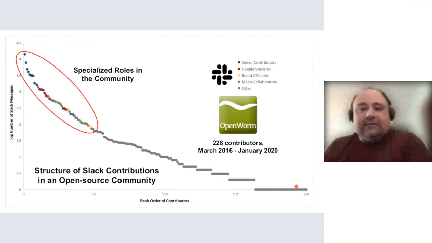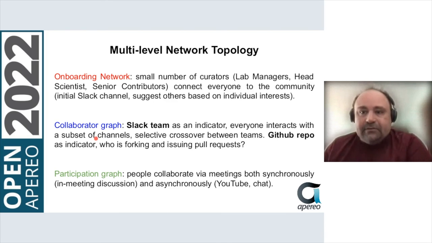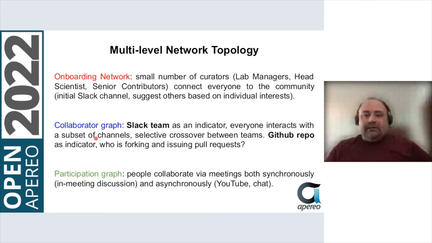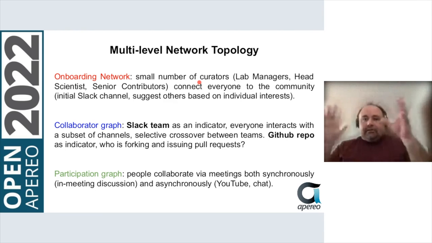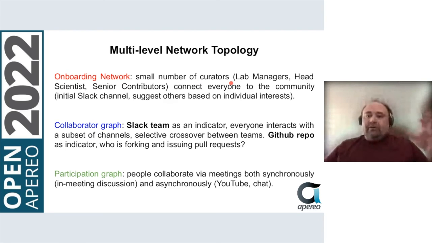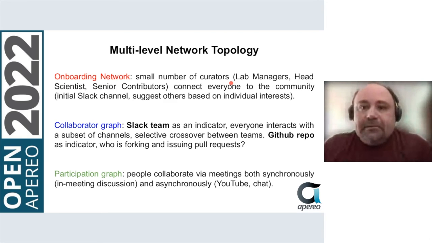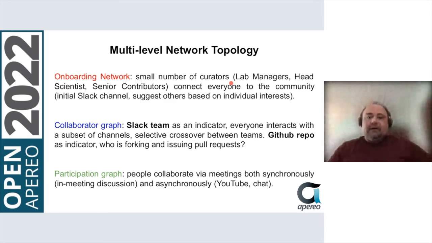So you can see these different properties of this semi-hierarchy, this heterarchy. And this is an interesting way to look at it. So in the multi-level network topology that we're building, we have an onboarding network, where you have a small number of curators in the community that connect everyone. So this is like this preferential attachment idea. And it's kind of turned on its head because we're purposefully connecting people through a small number of leaders.